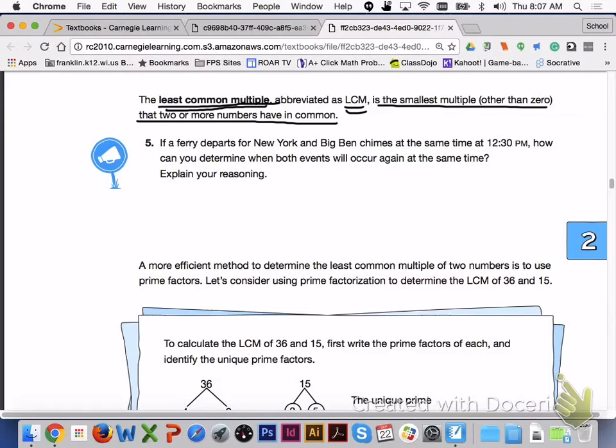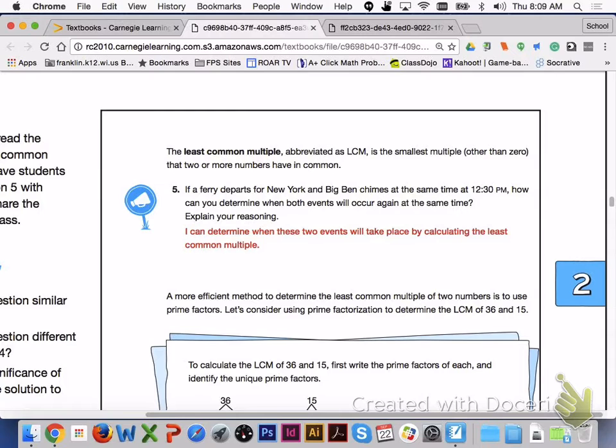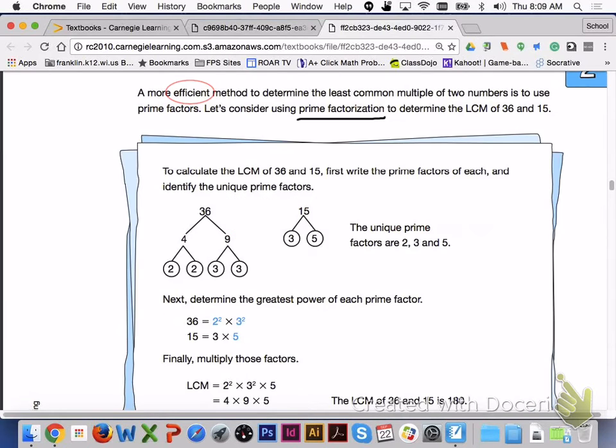At the top of page 63, the least common multiple, abbreviated as LCM, is the smallest multiple other than 0 that 2 or more numbers have in common. Answer number 5 with your group members. You can determine when these 2 events will take place by calculating the least common multiple. Instead of listing all of the multiples of 2 or 3 different numbers, a more efficient method to determine the least common multiple of 2 or more numbers is to use prime factors.